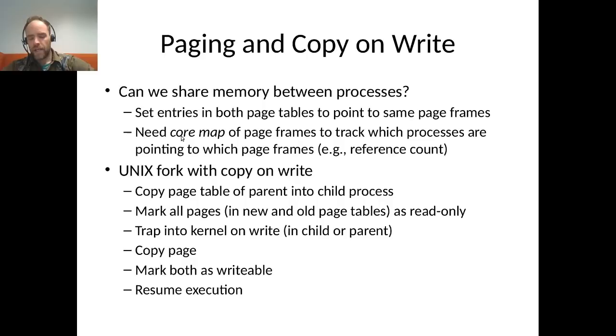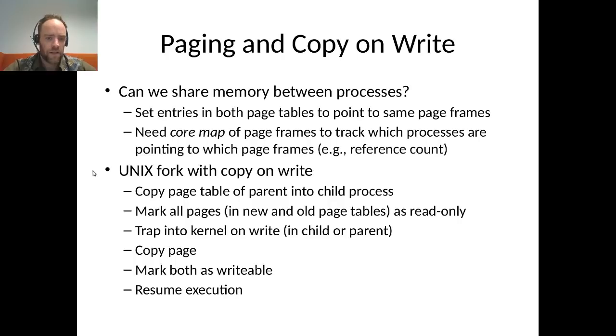We do need a way to keep track of this memory. So in order to have a reference count, who is actually using that shared frame? So we need what's called a core map, just another data structure to manage the frames, tracking which processes are pointing to which page frames. So this is a type of reference count. That means if no one is referencing that frame, then we don't need that frame anymore.